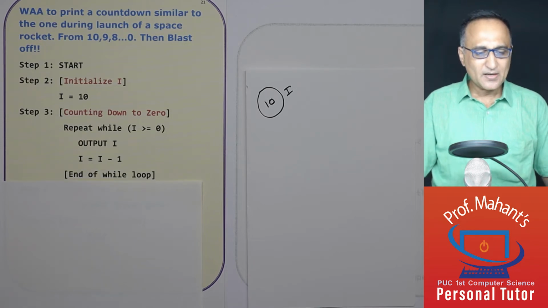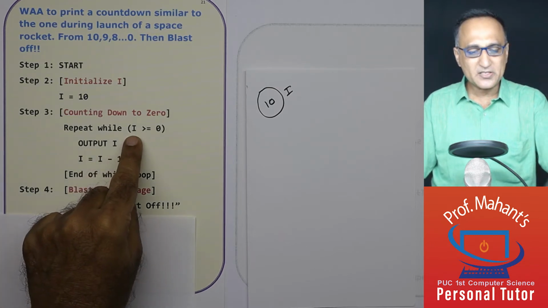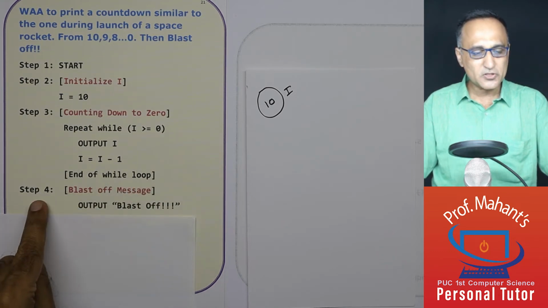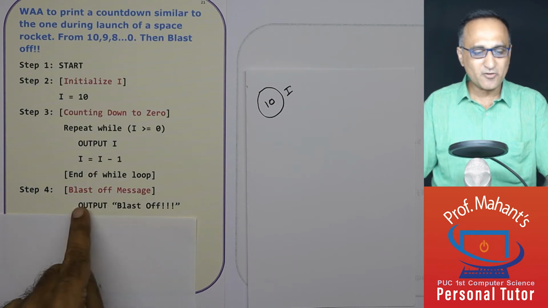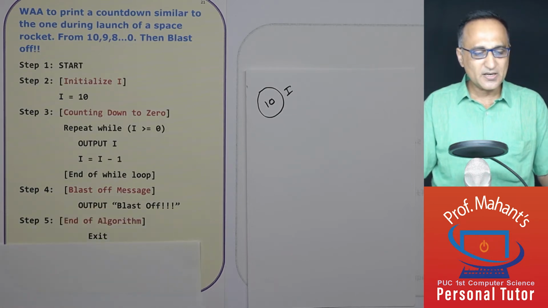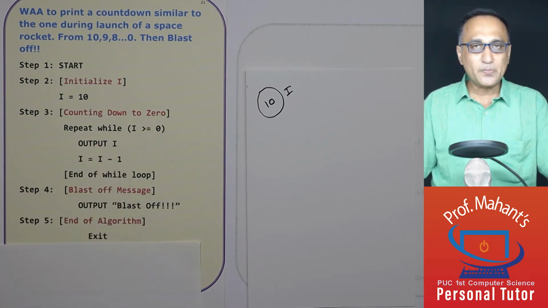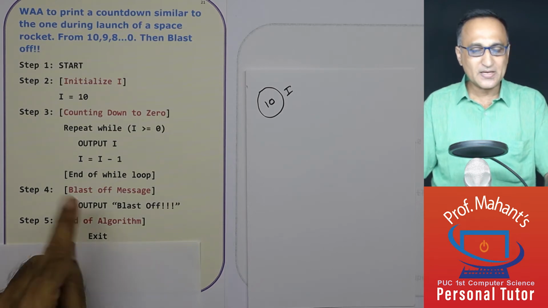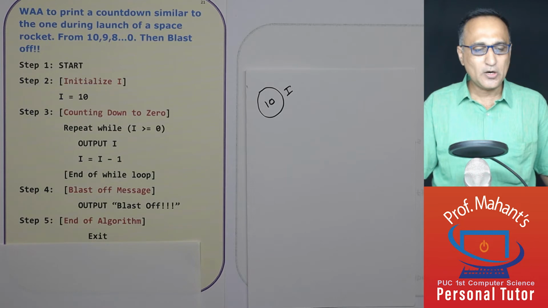And finally I end the loop, and once I print 0, I am required to print the message blast off. So after I have printed 0 here, I becomes minus 1. Minus 1 is not greater than or equal to 0. I'll come to step 4. In step 4, I'll print the message blast off. A lot of you in the beginning make the mistake of putting this blast off message in the loop. If you put it in the loop, it will print 10 blast off, 9 blast off, 8 blast off. You don't want that. You want the blast off to be printed only at the very end. After step 4, you're ending the algorithm and then halting.